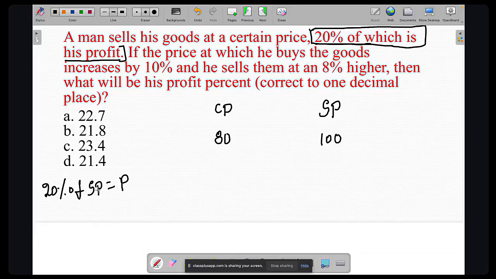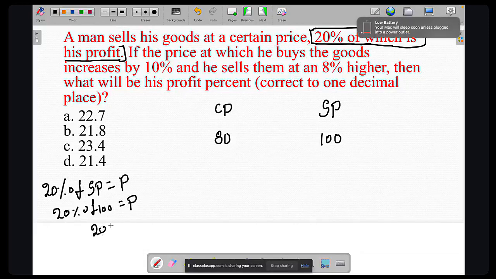So I am assuming 100. 20% of 100 is equal to profit. They said 20% of 100 is 20 rupees profit. So if I assume selling price is 100, profit is 20, cost price is 80. Is it clear? I hope everyone understand this. Reply all. Yes, sir.